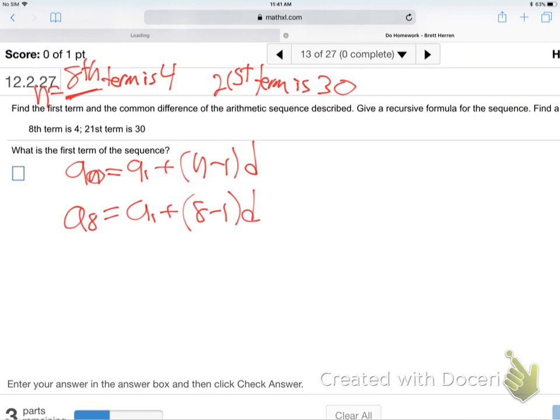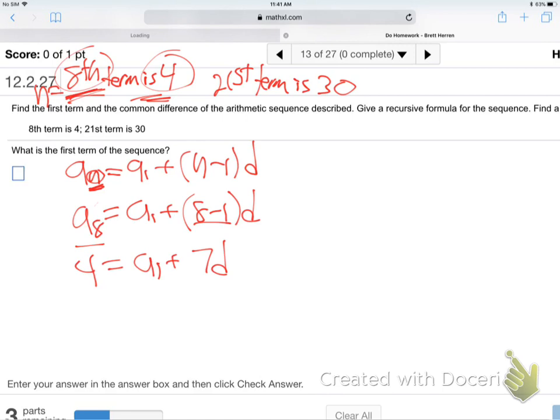Good so far? I'm going to plug in 4 for a sub 1 right now. And what is a sub 8? The eighth term is 4. So let's make this whole thing 4, because a sub 8 is 4. Is that okay? Here, I'll do it in two steps so it's more clear. First, I plugged in 8 for n, and this says 8th term, which is 4. Everybody good with that lingo? And this, what's that? 8 minus 1, 7, d. Good so far? Now, let's do that same thing yet again for the second bit of information.